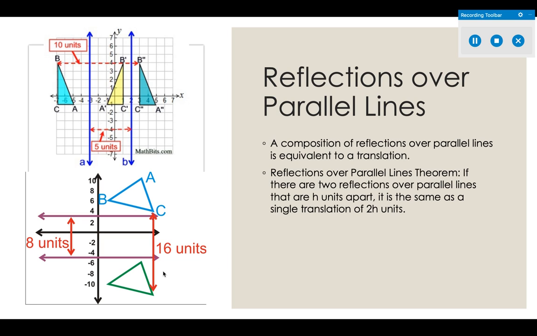So let's look at these two pictures. Let's look at this image down here first. We have our pre-image of triangle ABC, and it's going to be reflected over that parallel line, and then it's going to be reflected again over the second parallel line. And when you do that, you have a single transformation of 16 units, as in this example.